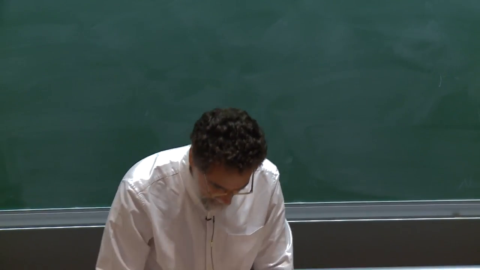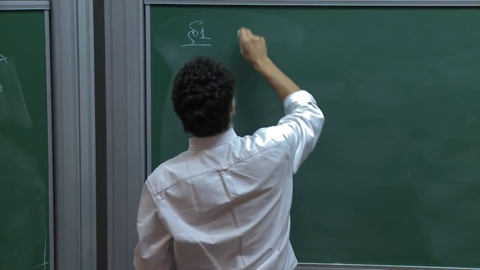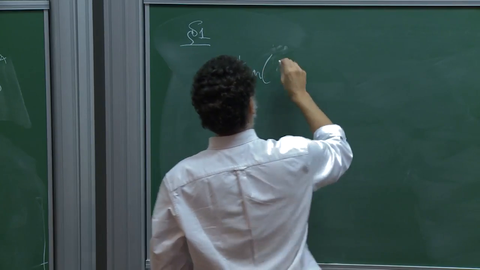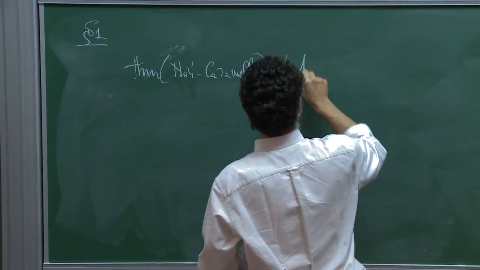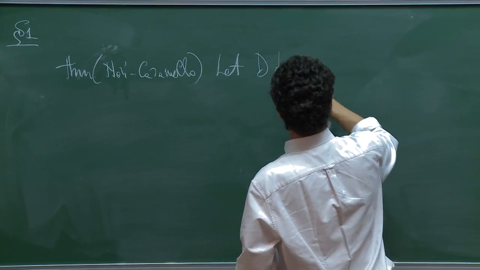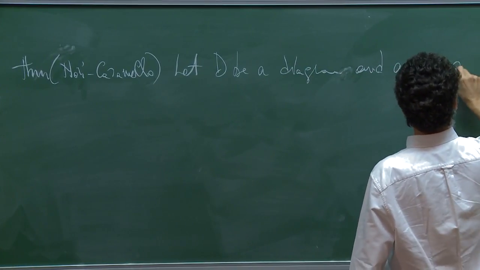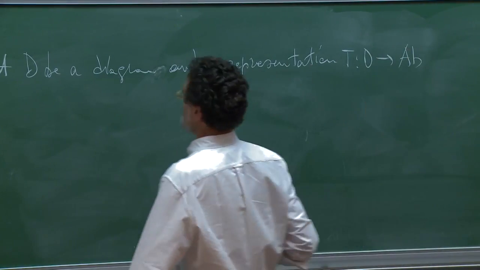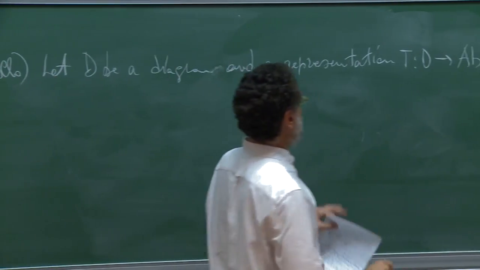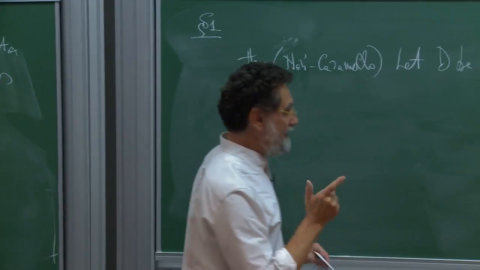Okay, let me go a little faster. I want to prove this, and the proof of this is important. So first, I want to give this theorem, let's say, Nori-Caramello, which is the following. We take a diagram and a representation of this diagram. For simplicity I take abelian groups, but you can make variations on this target. This is not a category, it's just an oriented graph, so the representation associates an object to an object and an arrow to an arrow. It's a map of graphs.